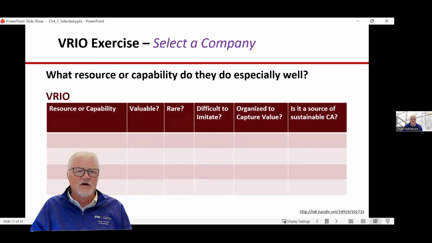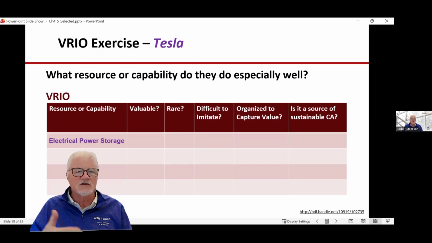So we put a little chart out there similar to what we had before. Let's look at Tesla. Tesla is acknowledged as having a resource or capability that is outstanding in terms of electrical power storage. Some would say that Tesla is not a car company, it's a battery company. Is that capability valuable? Yes, it is. It's something that's acknowledged as outstanding. Is it rare? Yes. Difficult to imitate? Very. Organized to capture value? Absolutely. So it is definitely a source of competitive advantage, sustainable competitive advantage.